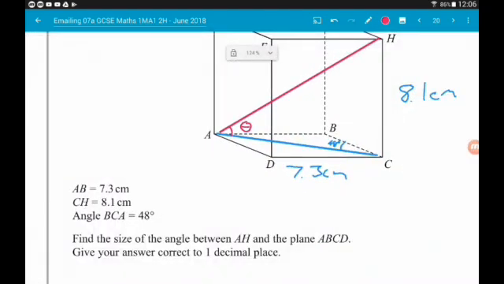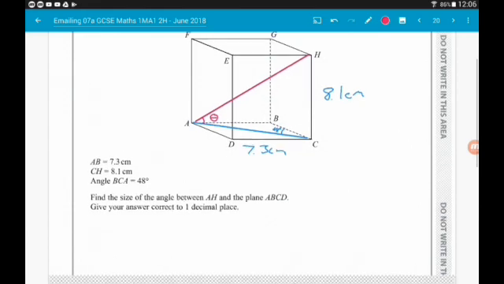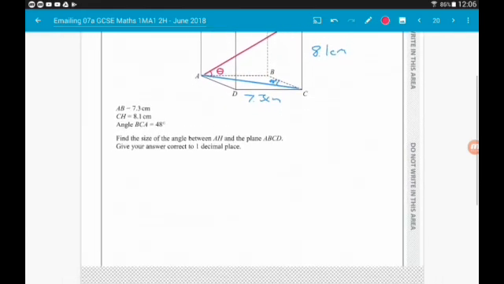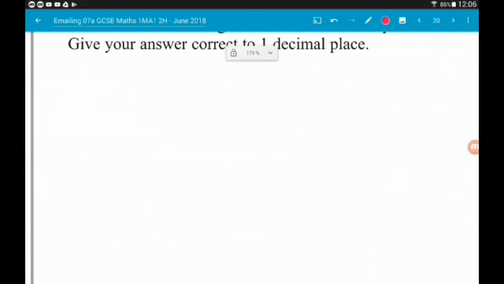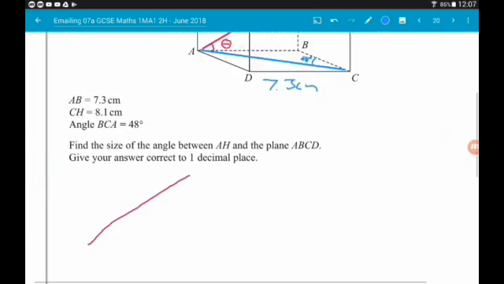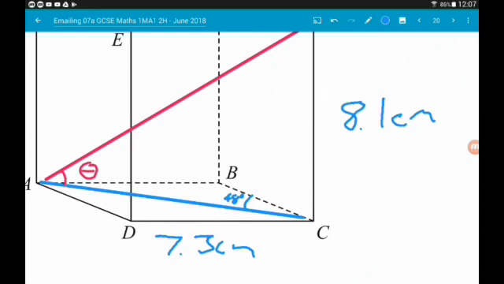So let's take these shapes out of this 3D shape and make everything 2D. So let's first of all draw the thing that we want. We've got this line AH. Basically, what we can do is turn this into a right angle triangle problem. So the base to the hypotenuse, if we call AH the hypotenuse, is the blue line going along the base of the cuboid.